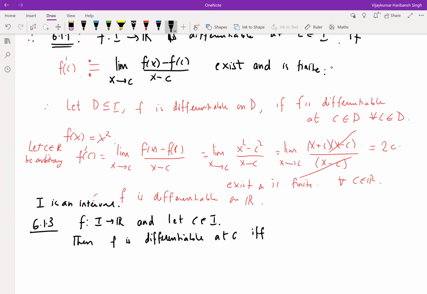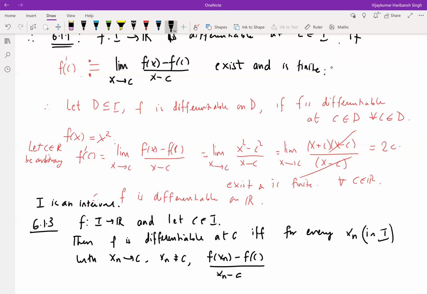So if and only if for every xn in I, note that we pay importance to this because all the sequences should be well defined, right? So for every sequence xn in I with xn converging to C, of course with xn not equal to C, we have that this sequence f of xn minus f of C over xn minus C converges.